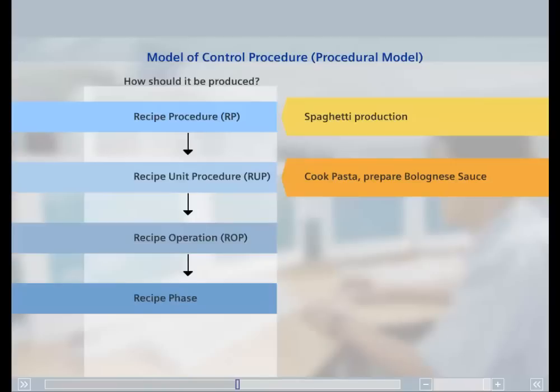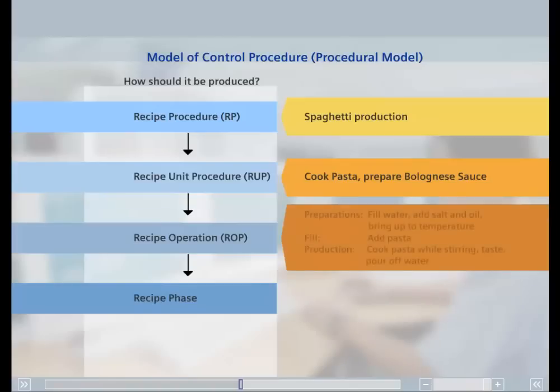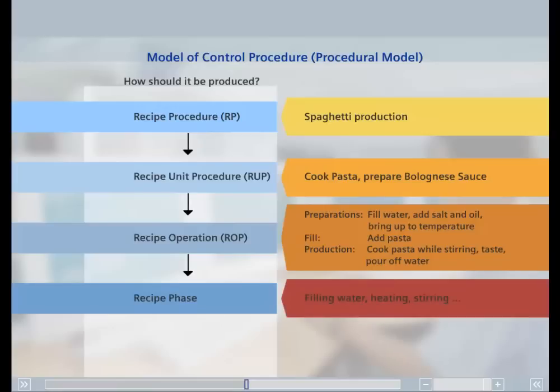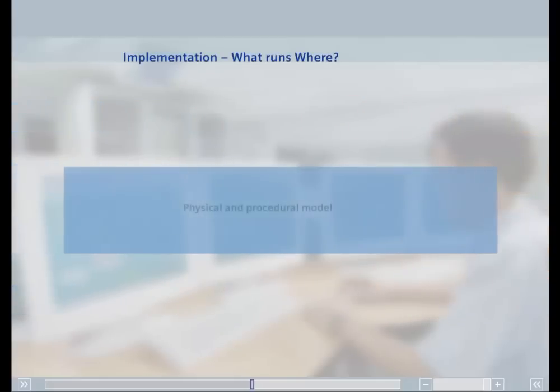The steps involved in cooking the pasta, such as filling with water and adding salt and oil, are formulated in the preparation recipe operation. The steps required for filling water, heating, and stirring are implemented with the recipe phases of the preparation ROP. You now have an understanding of the physical and procedural models of ISA 88.